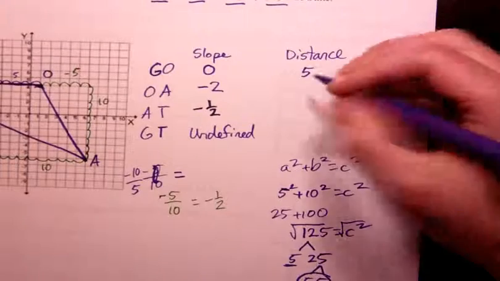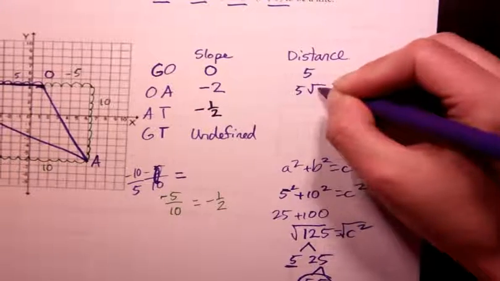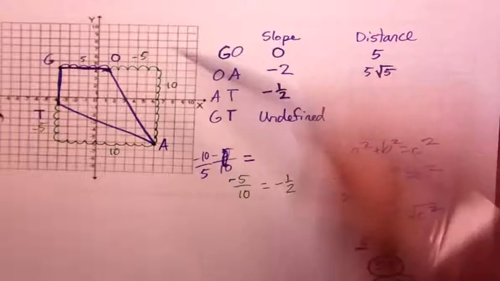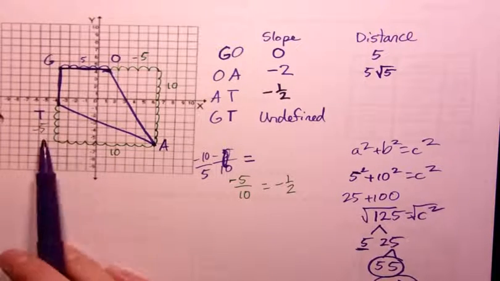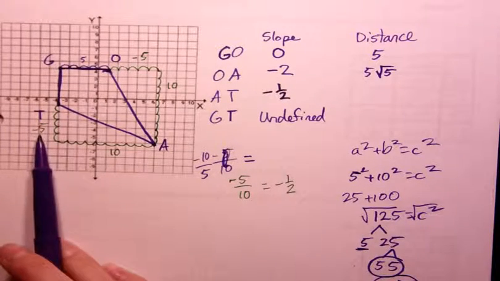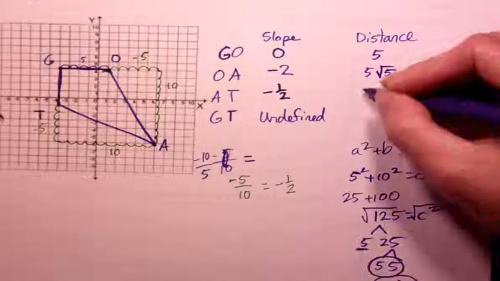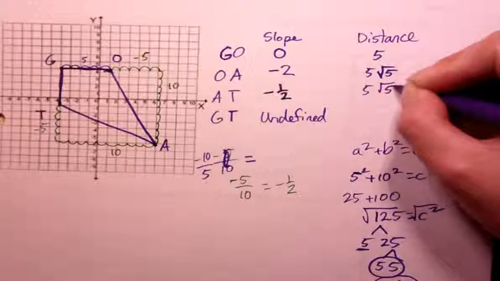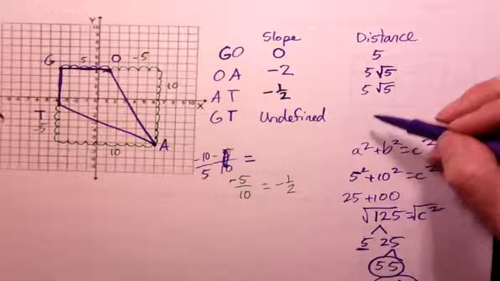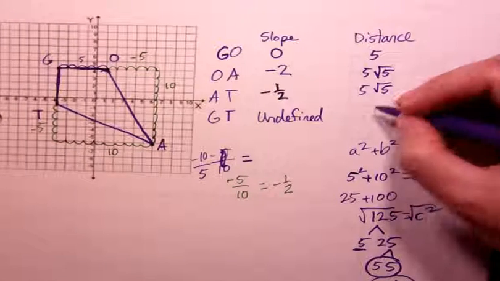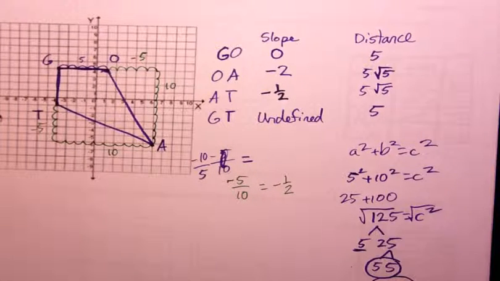So the really good news is, I just did all the math for a triangle with sides of 10 and 5. Is it going to be the same for TA? Yeah, even though the slope was different, it's the same 5 and 10. So that's 5 root 5 again. And then GT we can just count. What does that come out to when you count it? 5.